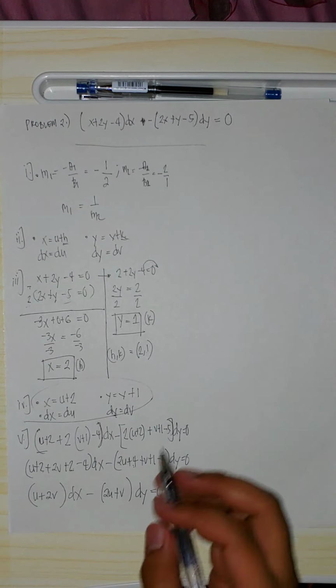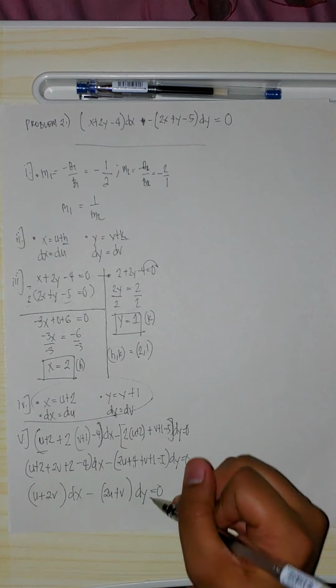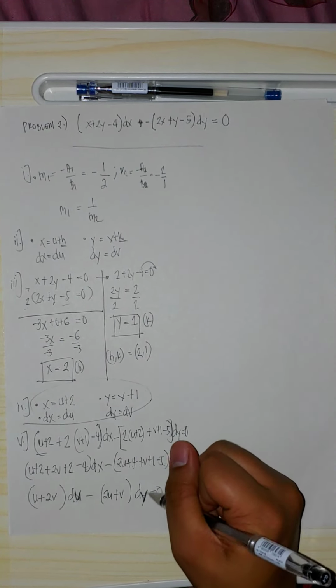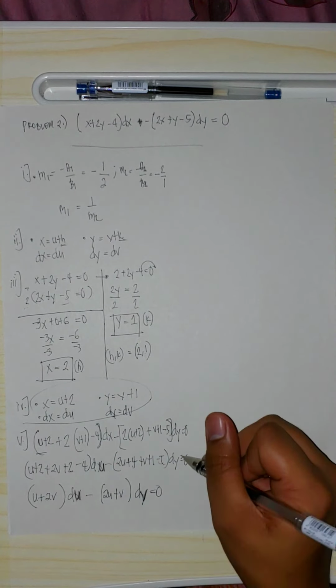I forgot, this should be du, and then this should be dv. du, dv.